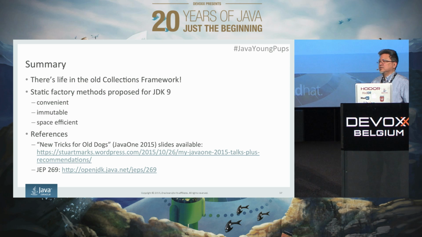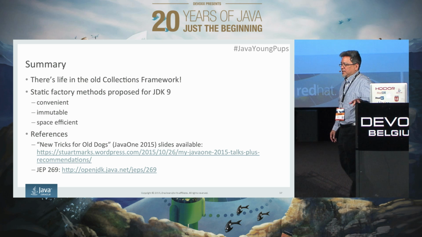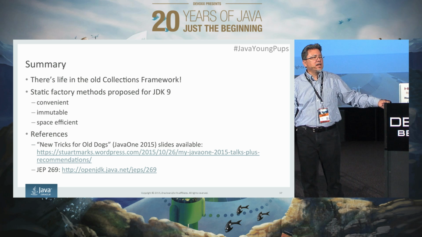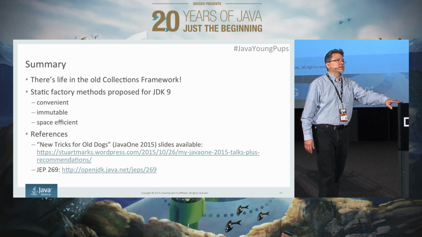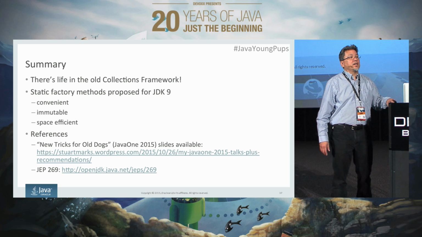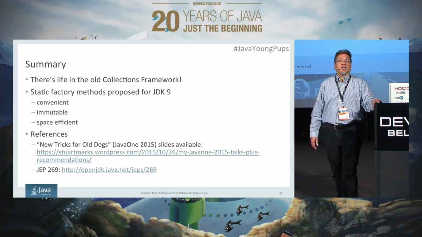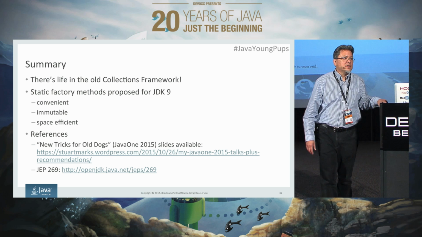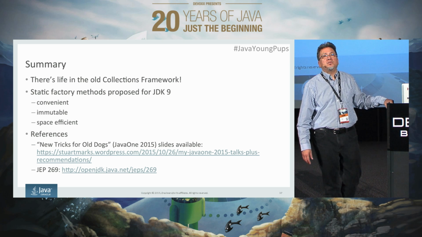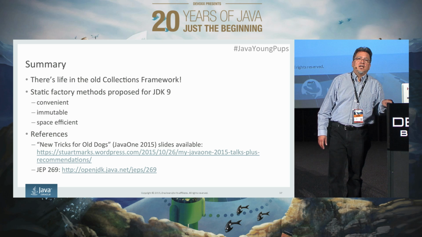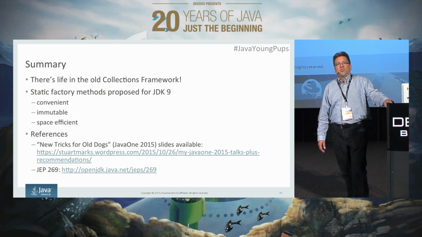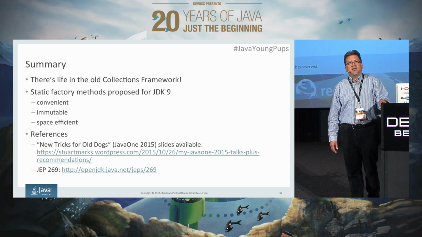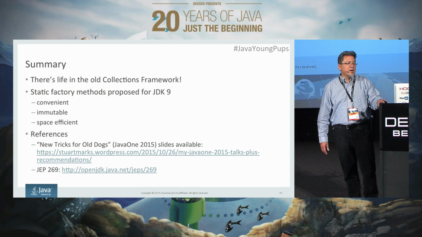All right, so there's life in the old collections framework. Java 8 had lambdas and streams. Java 9 has modules, but the collections framework is still there. And we're still working on it. If you look at my other talk, there's a lot of stuff added to the collections framework in Java 8. And what we covered in this talk was a new set of APIs and immutable collection implementations that provide space-efficient and convenient collections to applications.